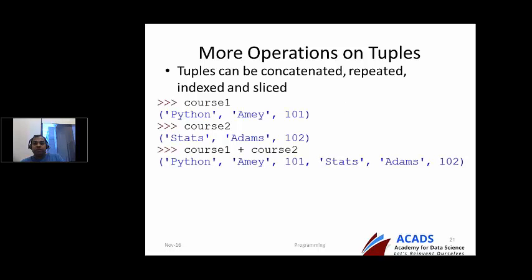So we can do course 1 plus course 2, and it adds all the components of course 1 followed by the components of course 2. The result is a new tuple. It does not modify either course 1 or course 2. So concatenation does not modify existing tuples. In fact, as we discussed just now, existing tuples cannot be modified.